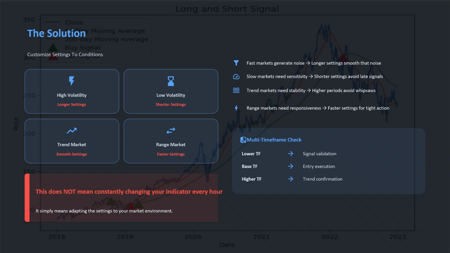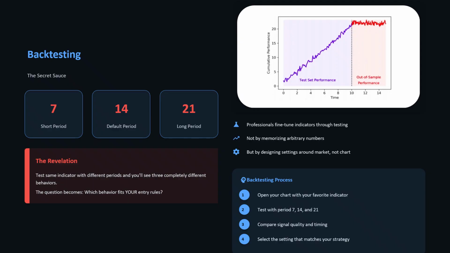3. Trend markets need smooth settings. Use higher periods to avoid whipsaws. 4. Range markets need faster settings. You need quicker signals for tight price action. 5. Multi-timeframe check. Always compare the indicator's behavior on a lower time frame, base time frame, and higher time frame. If settings produce consistent behavior, you're good. If not, adjust.